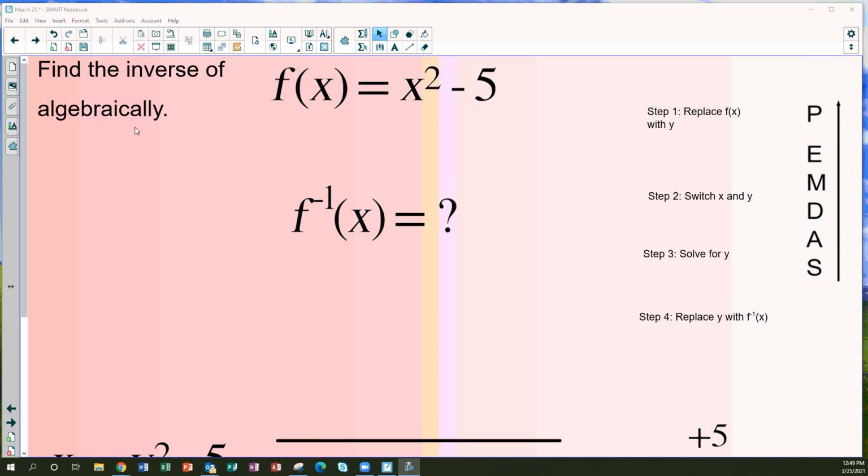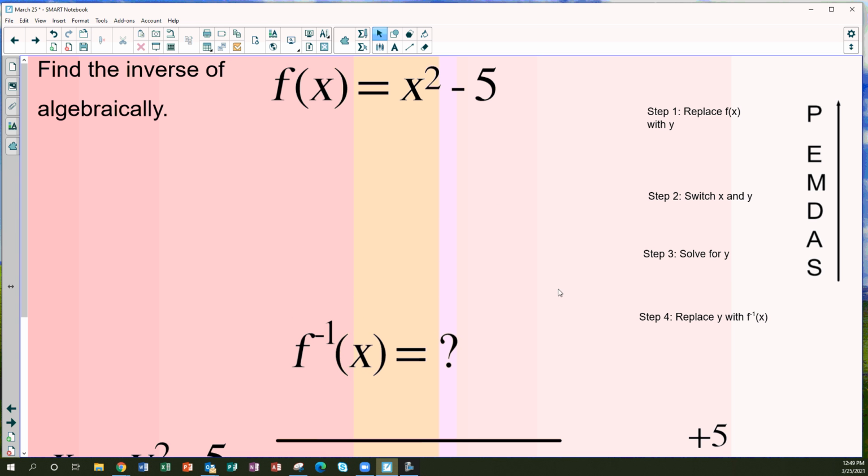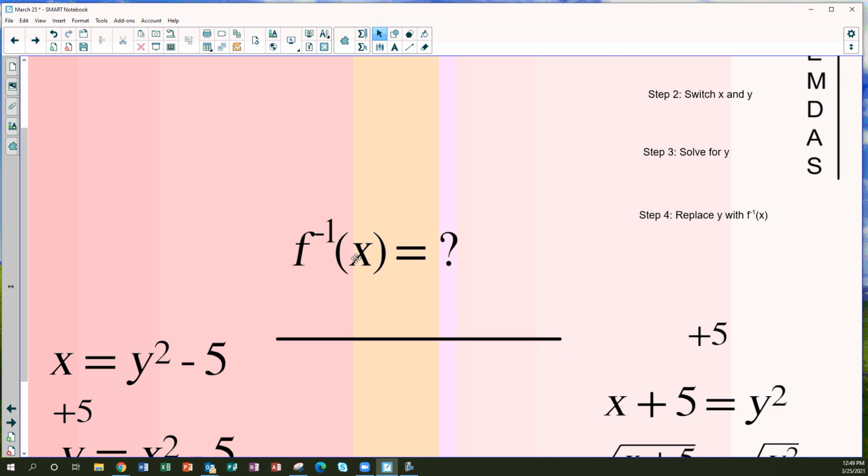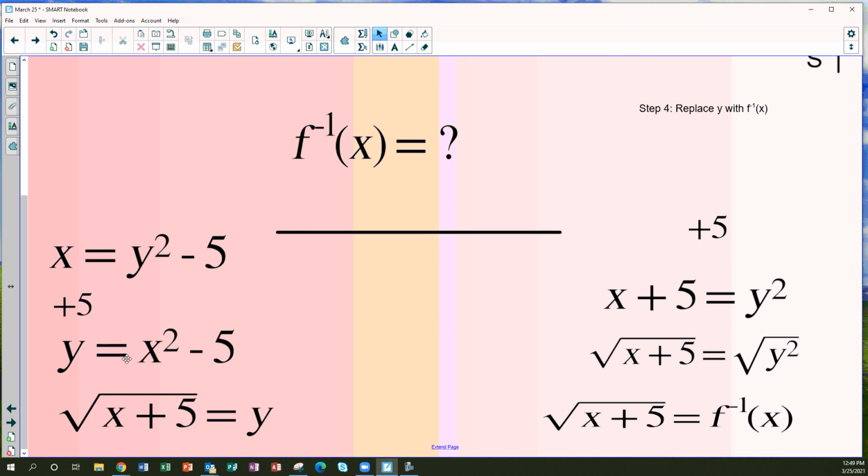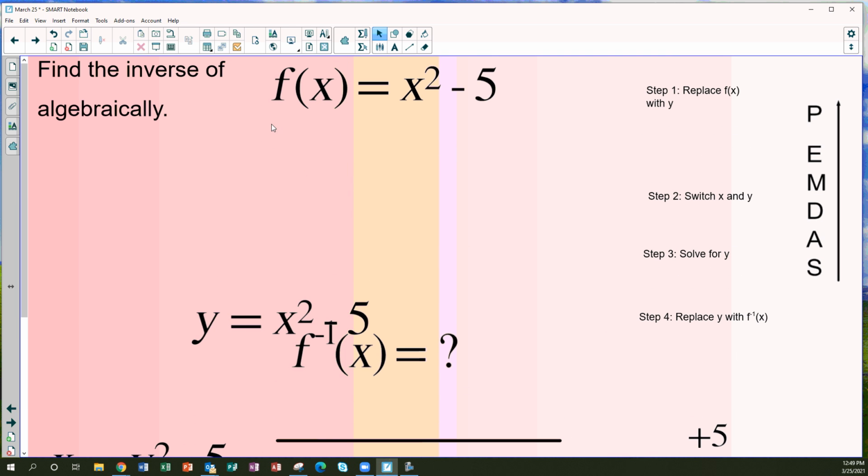Okay, let's say we want to find the inverse of the function f of x equals x squared minus 5 using algebra. We're going to follow our four steps. Our first step is we're going to replace f of x with y. So I'm going to take f of x and replace it with y. That's the first step.